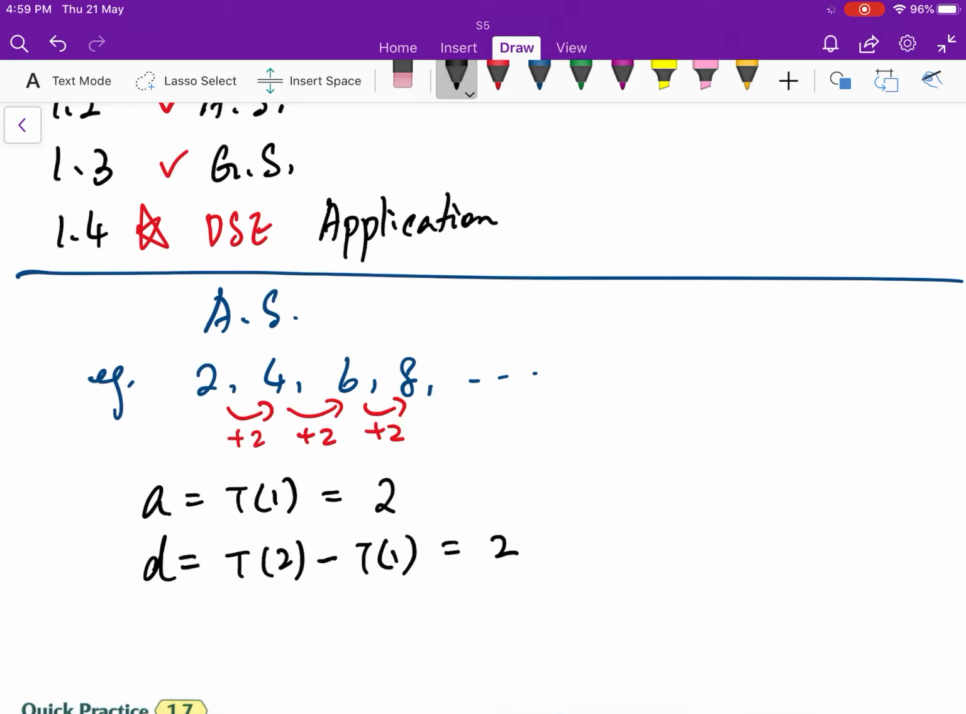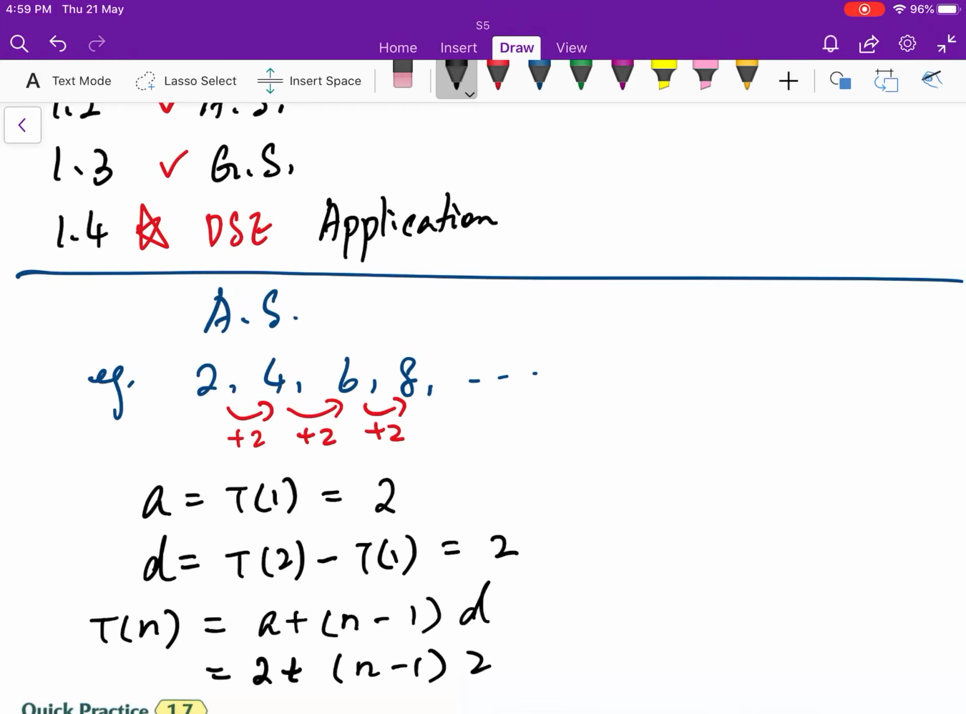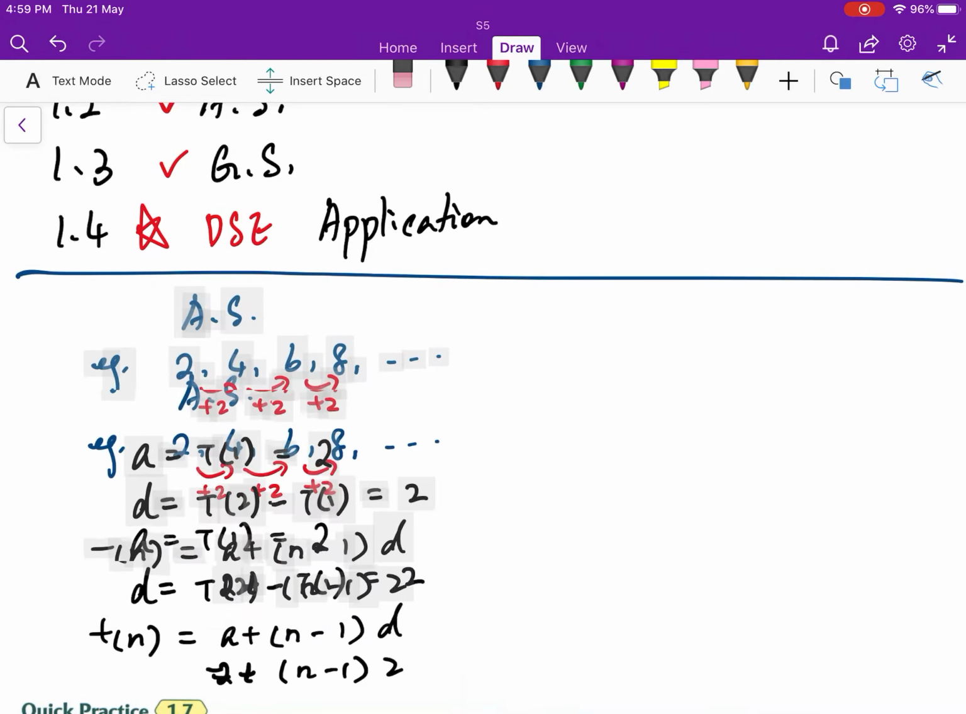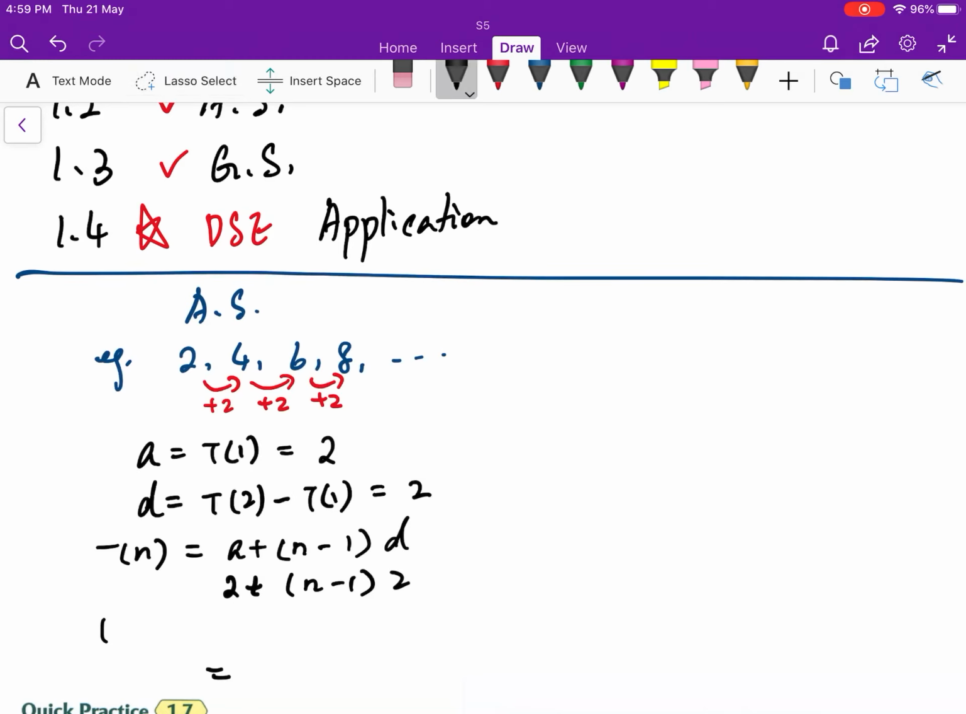So we find that D is 2, then we can use the general term. The general term of the AS is A plus n minus 1 times D. So here it will be 2 plus n minus 1 times 2. Don't just stop here, please, kids, as this is not the simplest answer. In math, we need the simplest answer. So what we need to do is expand the bracket and simplify it. When you expand, you will have 2n, most likely with the n in front, then minus 2 plus 2 will cancel. So your final general term will be Tn equals 2n.